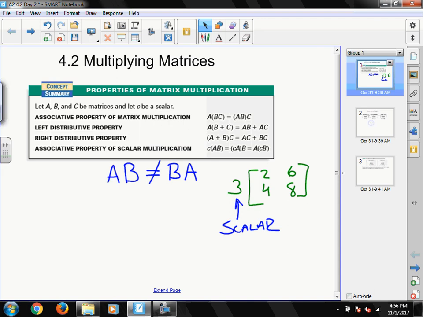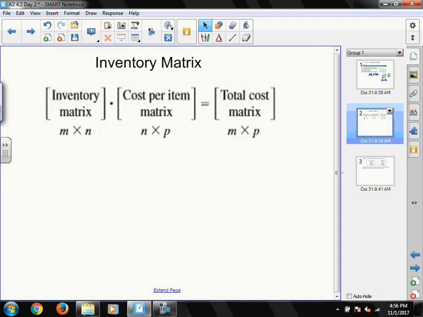Then one cool thing we can do with matrices is we can make what's called an inventory matrix. The inventory matrix is basically what you want. Then we're going to talk about how much each item costs, and we'll put that into another matrix, and that's going to give you your total cost matrix.